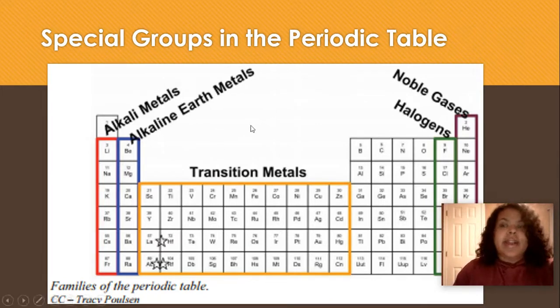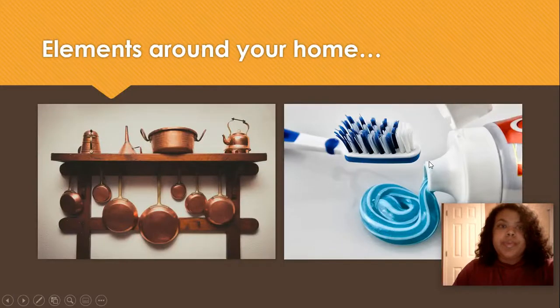Taking a look at special groups in the periodic table, we have the alkali metals in group 1, alkaline earth metals in group 2, transition metals in groups 3 through 12, the halogens in group 17, and the noble gases in group 18.